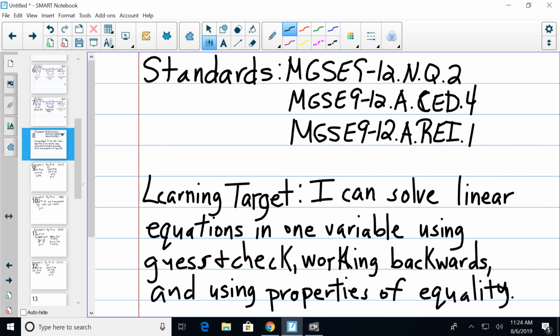When you are done copying the standards and the learning target, please place your syllabus acknowledgement sheet on top of your desk so we can come around and pick them up. Remember, if you don't return it, you don't get a textbook, and you don't get to borrow someone else's either.